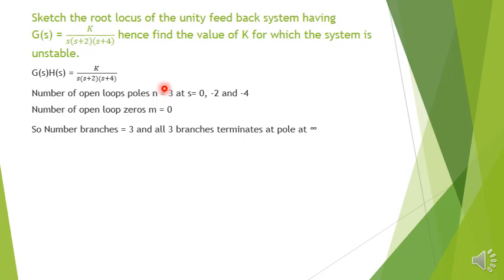So all the 3 branches start from the poles s equal to 0, minus 2 and minus 4. But there are no terminating points at open loop zeros. So all the 3 branches terminate at infinity. All the branches terminate at zeros at infinity.